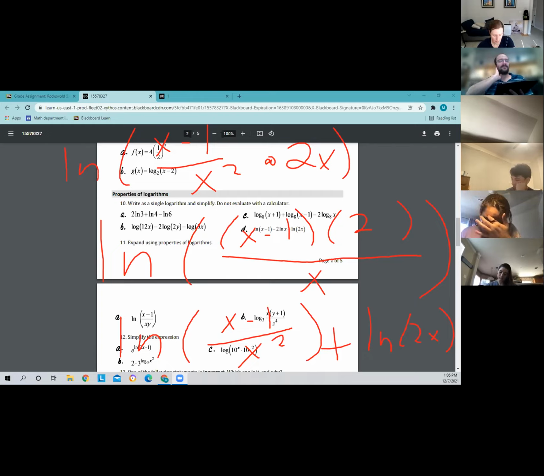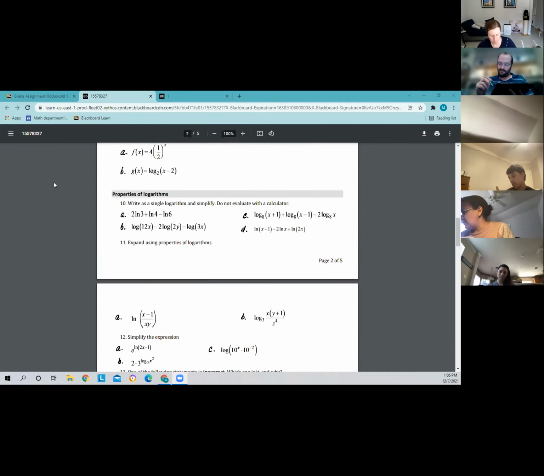Questions about this one? Okay, that was 10D, is that what we did? Yes, we did 10D. And the next one I said was 11A and B. So these are condensing to one log.